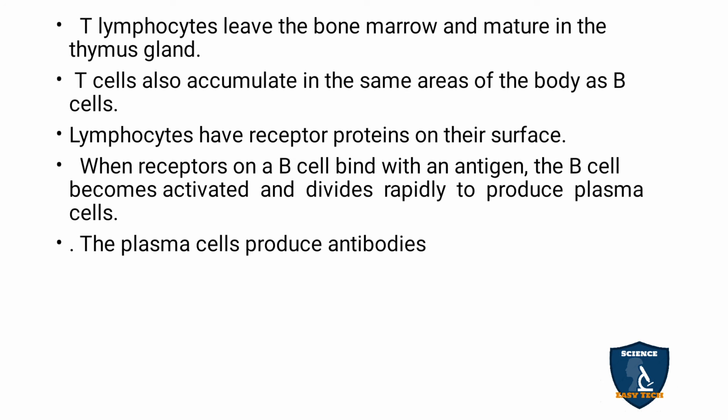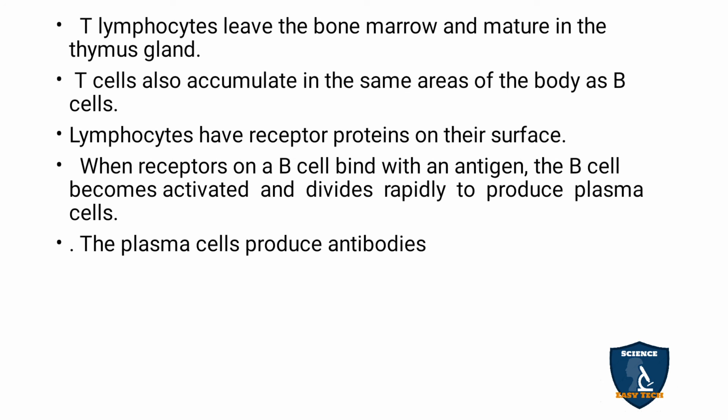The T cells accumulate in the same areas of the body as the B cells. The B cells accumulate in the blood, spleen and lymph nodes, and the T cells also accumulate in the same places. The lymphocytes have receptor proteins on their surface.